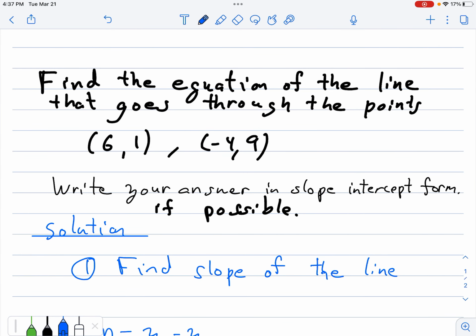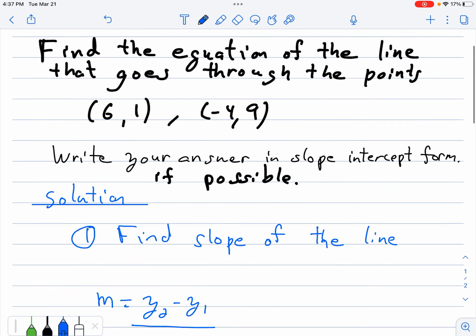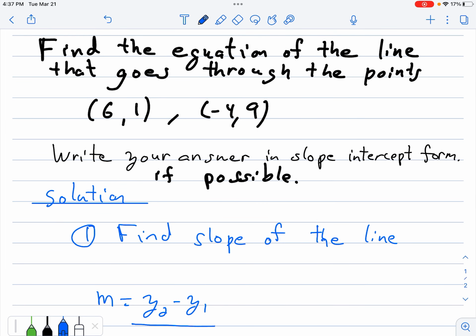All right, so we have: find the equation of the line that goes through the points (6, 1) and (-4, 9). Write your answer in slope-intercept form if possible. Okay, so the first thing we want to do, if applicable, is to find the slope of the line.